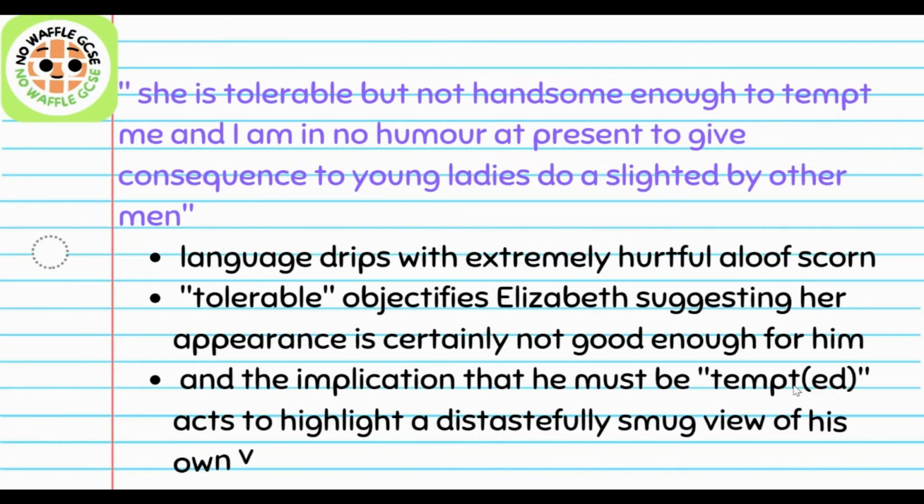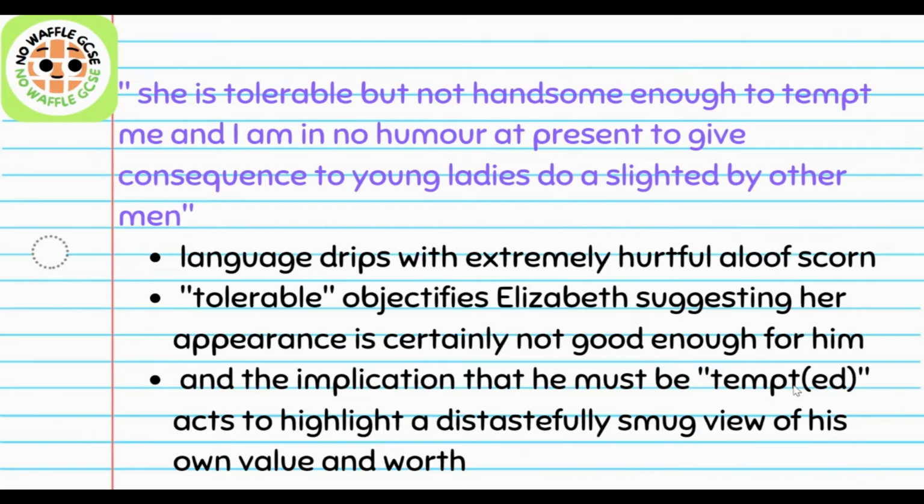Another quote that's useful to look at is when he first meets Elizabeth in chapter 1 or 2, where he says, "She is tolerable, but not handsome enough to tempt me, and I am in no humour at present to give consequence to young ladies who are slighted by other young men."